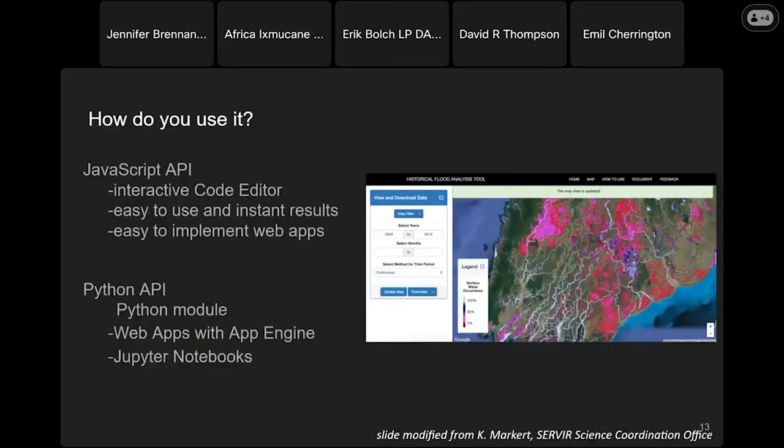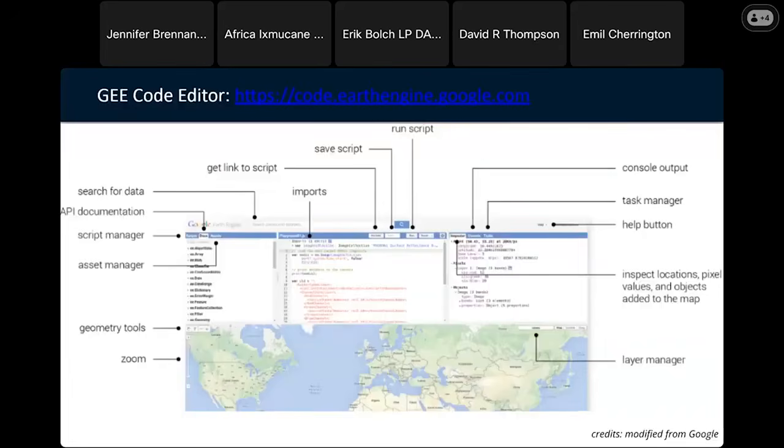For how to use it for the exercises tomorrow, we're going to be looking at the JavaScript API, what's called the code editor, which is, again, really easy to use and to see your results. But there's also a Python API. Other colleagues in the community, like Professor Qiusheng Wu from the University of Tennessee, developed something called geemap that allows you to easily interact with the Python side of things and work with Jupyter notebooks, etc. And whether you're using the JavaScript API or Python, Earth Engine also facilitates apps for easily sharing what you're working on with people who don't have access to Earth Engine.